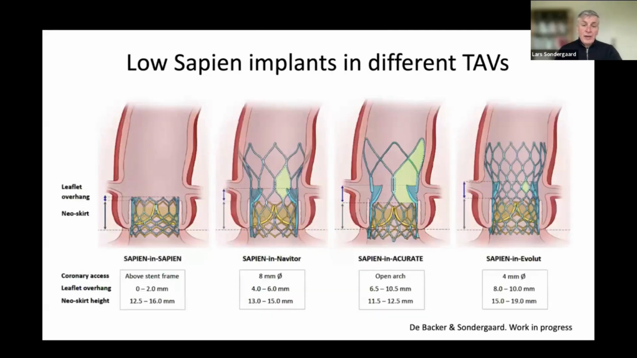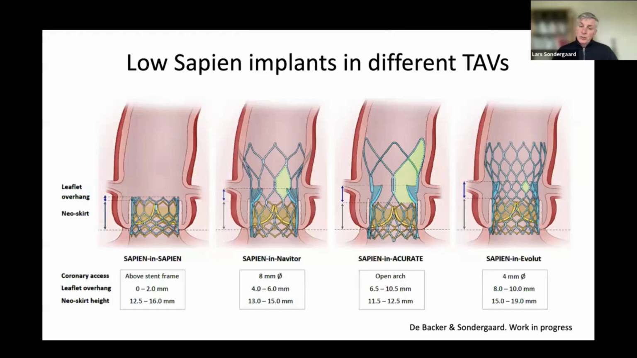And we just tried to simulate here four platforms: a Sapien platform, a Navitor, an Acurate, and an Evolut platform, all assuming the first valve is failed, and all valves are going to be treated with a second valve, which is all a Sapien platform in a low position. So you can see here, what is the height of the new skirt going to be? What is the degree of leaflet overhang going to be? And how big are these stent cells where you actually need to pass through into it?